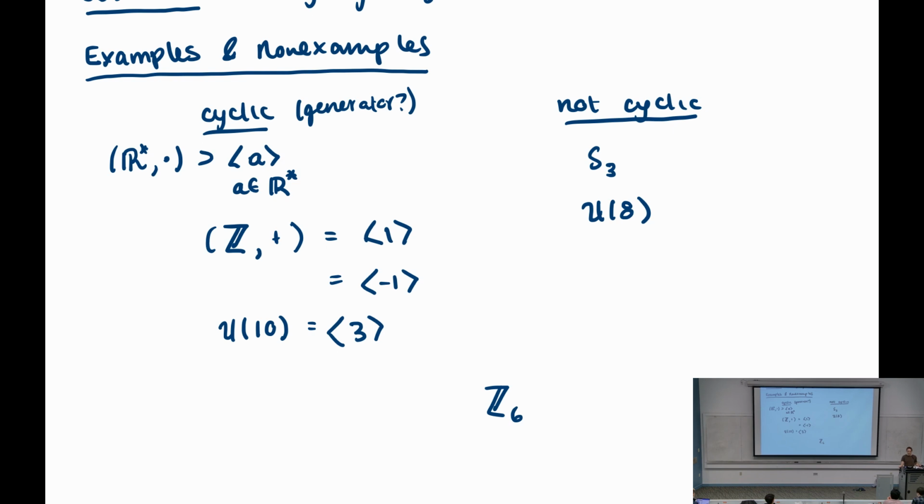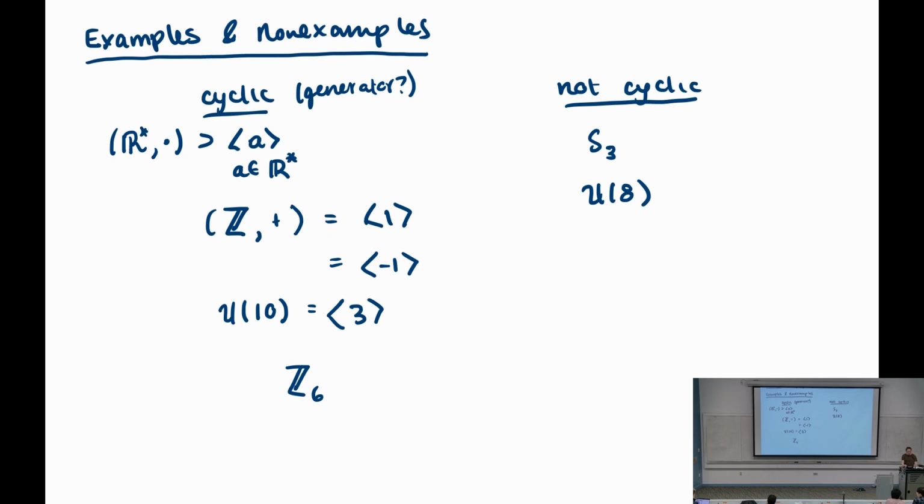Yeah, so this would be cyclic. We'll prove later that groups of this form are actually all cyclic, and you can generate them with any number that's relatively prime to the modulus. You can, yeah, so this is generated by, for example, 1, or 5 is another generator. Okay, so those are some examples and non-examples.